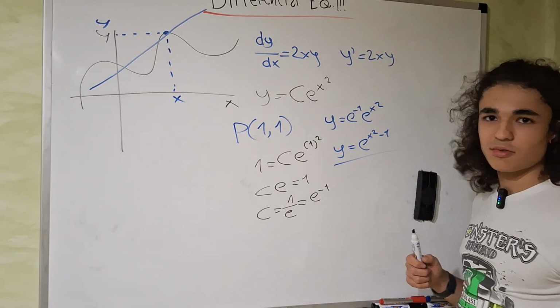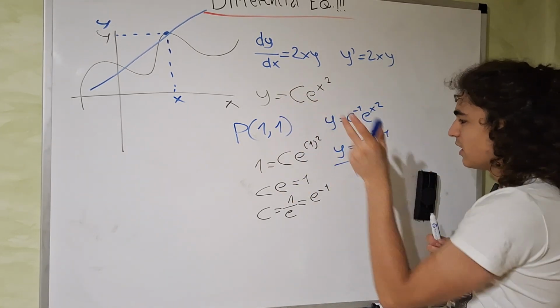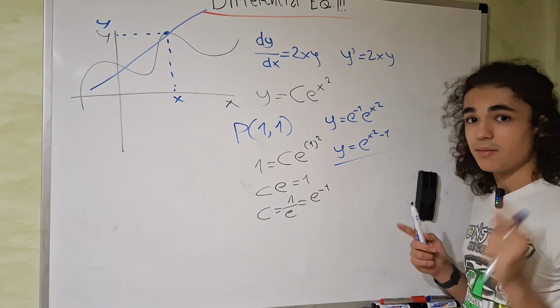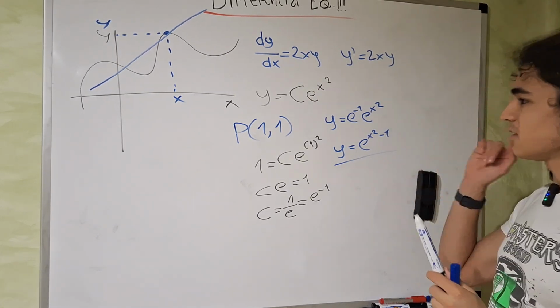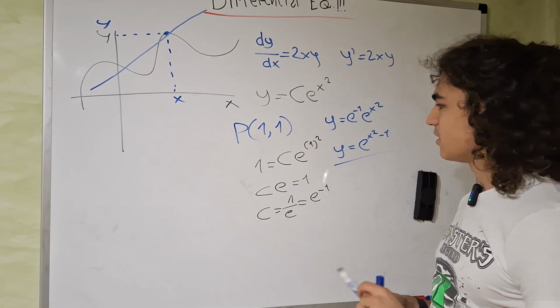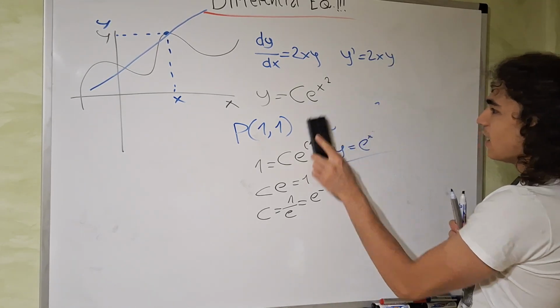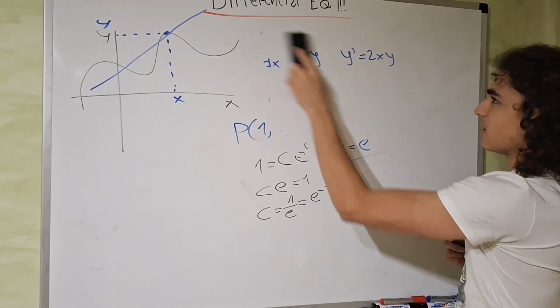So this is the general solution. All solutions to this have this form, and this is a particular solution. In particular, the solution that goes through the point 1, 1 in the xy plane. So that's an example of differential equations. Now we're going to see another example.